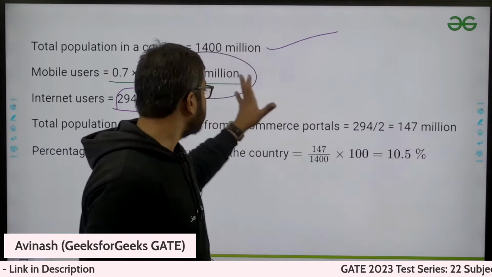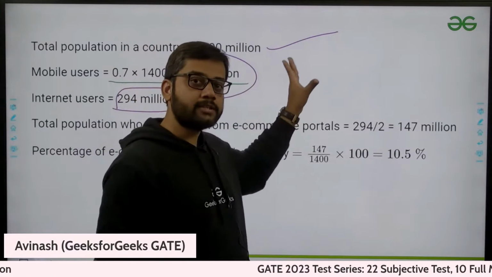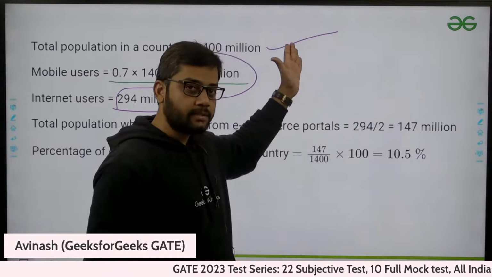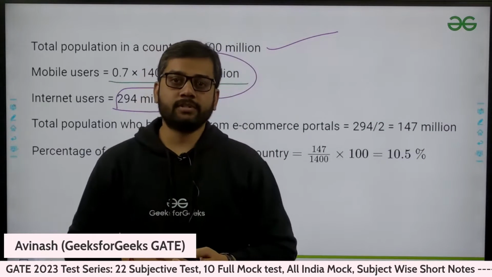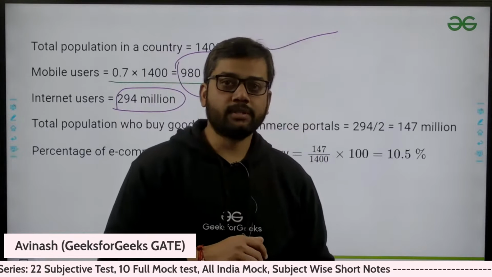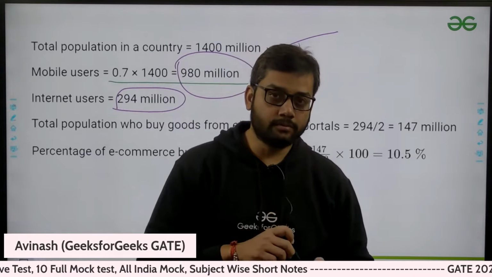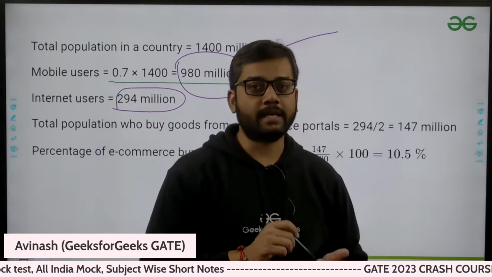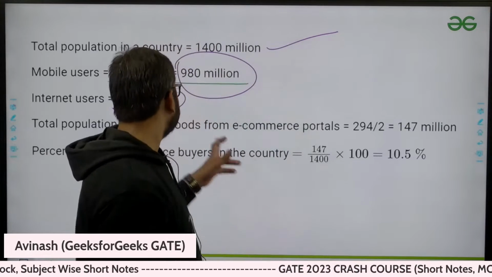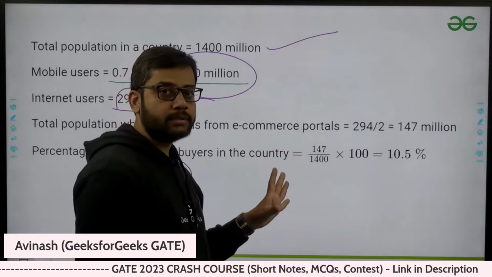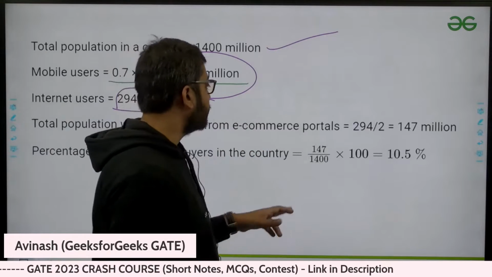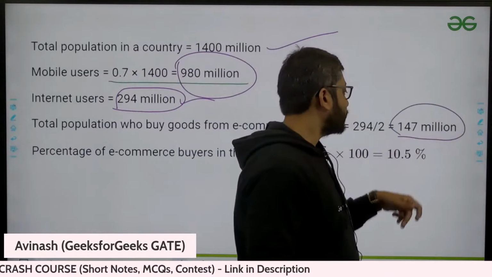This is the data of the persons who are actually owning mobile phones, and this is the population of that country. So for e-commerce, out of the total population, those people who own a mobile phone as well as have internet access, this is the 294. Half of the people are ordering goods from that portal, so this is our 147 million.